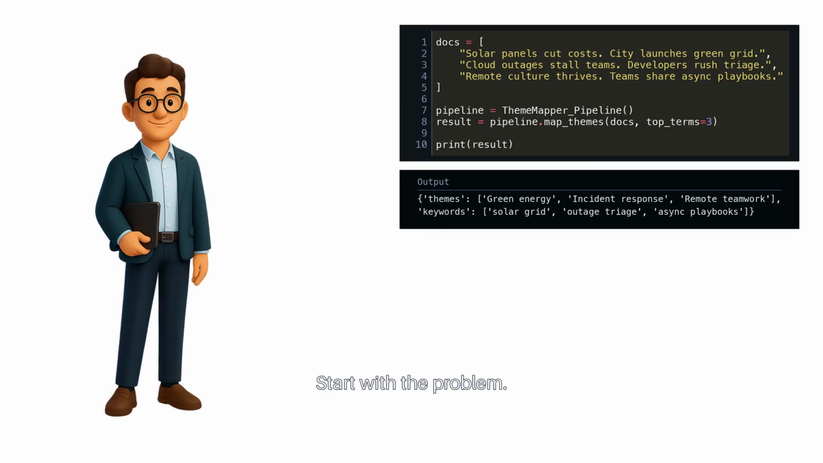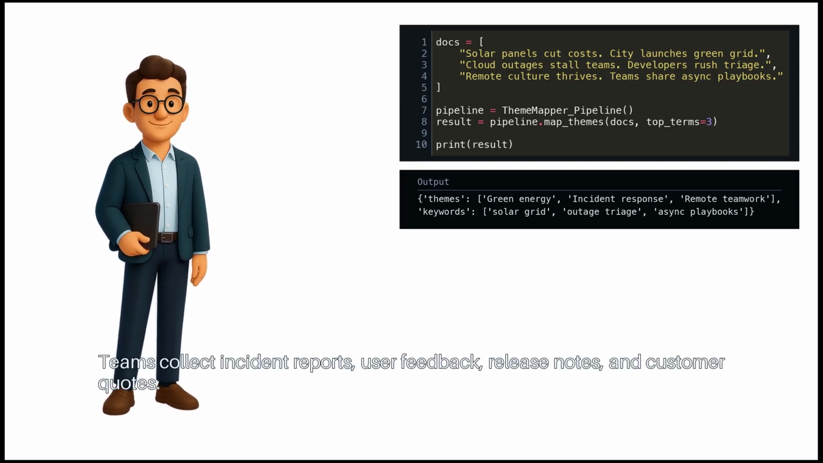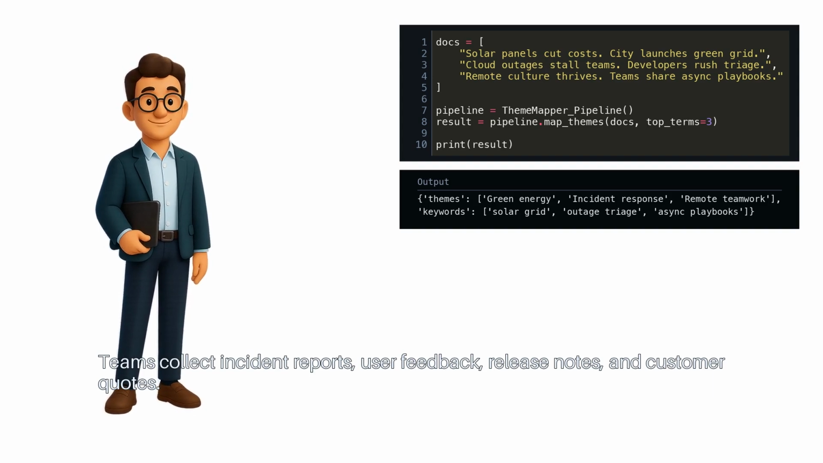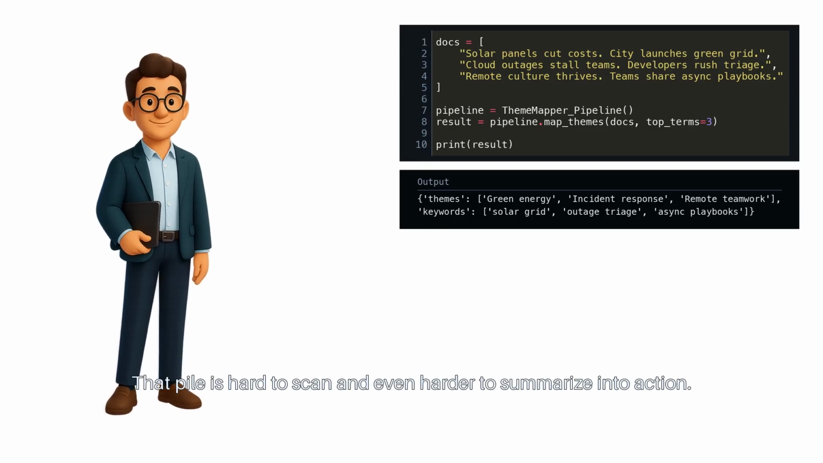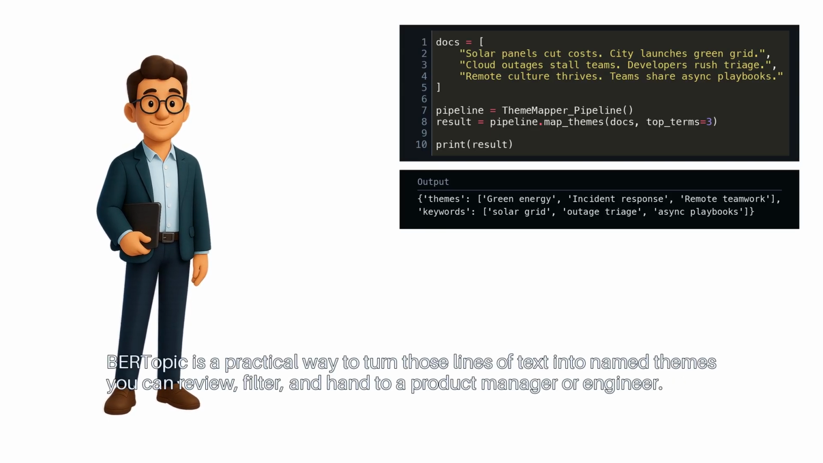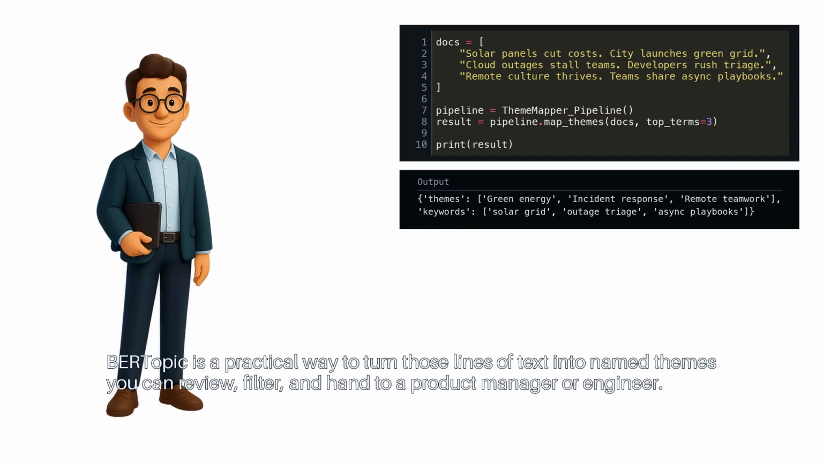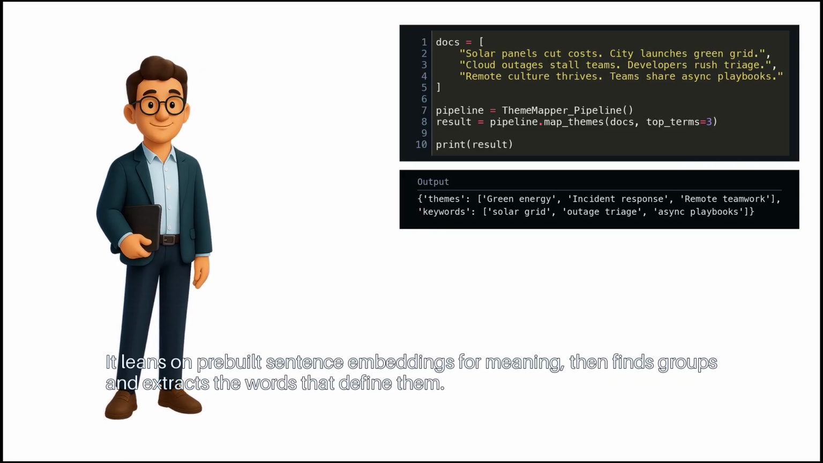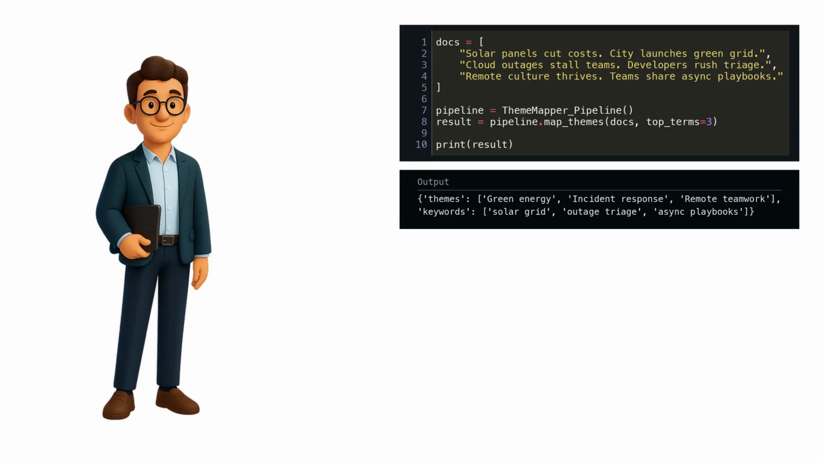Start with the problem. Teams collect incident reports, user feedback, release notes, and customer quotes. That pile is hard to scan and even harder to summarize into action. BERTopic is a practical way to turn those lines of text into named themes you can review, filter, and hand to a product manager or engineer. It leans on pre-built sentence embeddings for meaning, then finds groups and extracts the words that define them.